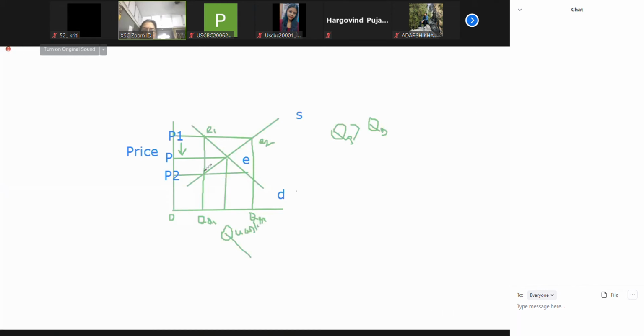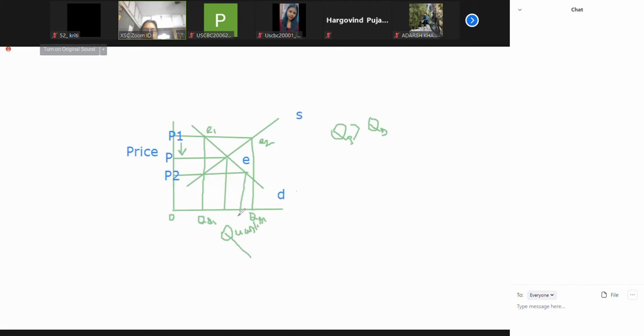Similarly, the case of excess demand. Suppose the price is P2, not P. What will happen at price P2? Just extend this perpendicular to the demand curve. What will be the demand? It is cutting here.